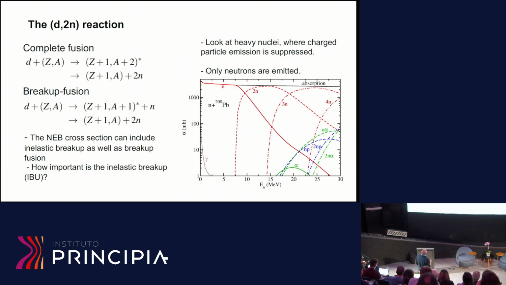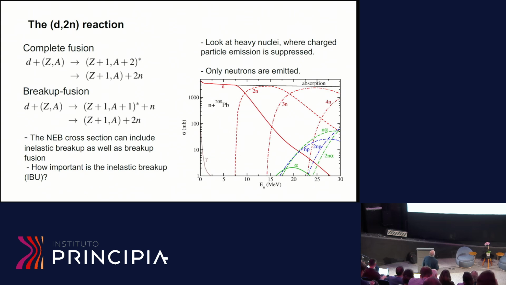Here, what we have to do is consider two paths for the fusion. One is the complete fusion, where the deuteron combines with the target to form a Z+1, A+2 compound nucleus, which later emits two neutrons. The other path we have to consider is where the deuteron breaks up, emits a neutron, the proton fuses, and then later emits a second neutron. So we want to consider both of these to see what effect this might have on the compound nucleus cross-section.